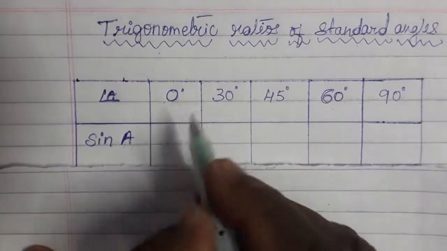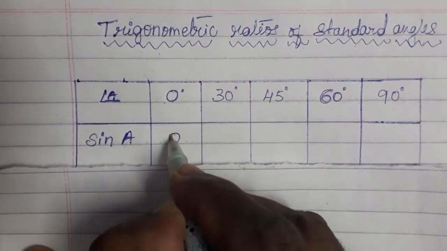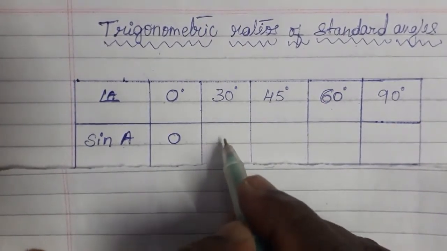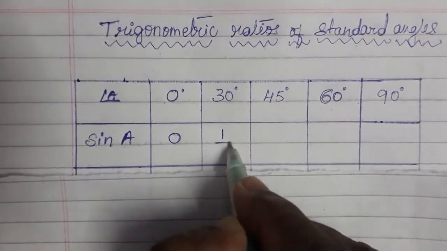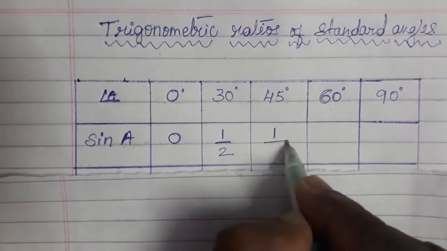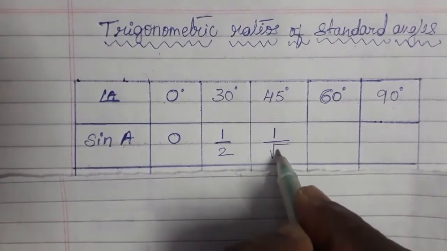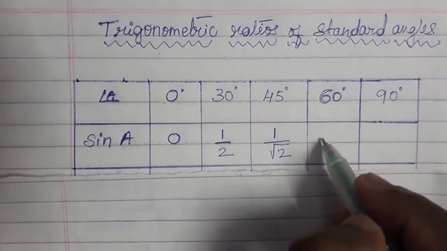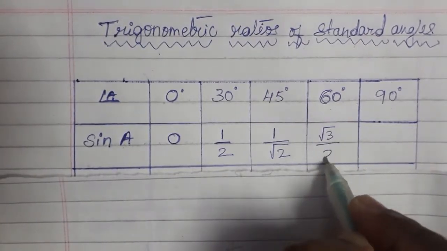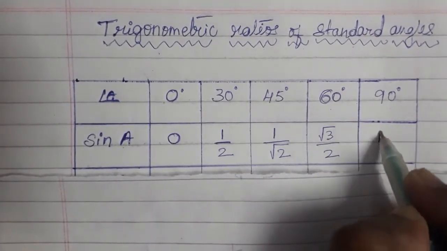Sin 0 degree is 0. Sin 30 degree is 1 by 2. Sin 45 degree is 1 by root 2. Sin 60 degree is root 3 by 2. Sin 90 degree is 1.